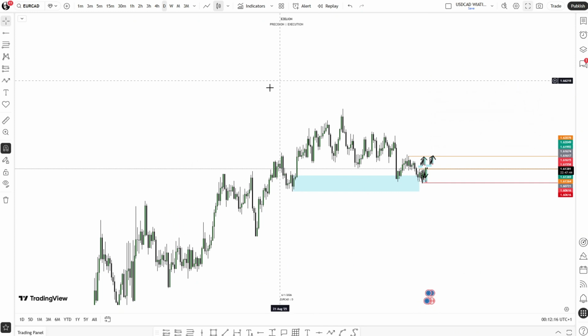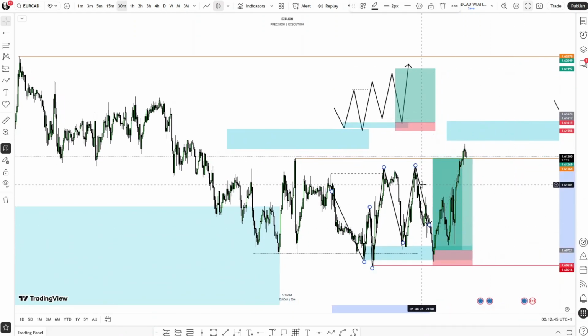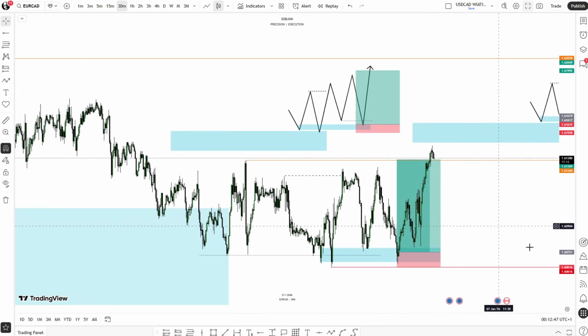We have our entry model, then we have order flow in our favor, we also have the trend, we have a valid key level, then we have order flow in our favor. Yeah, so that's the logic behind this trade that I took. I can say this is a very beautiful trade that I took.